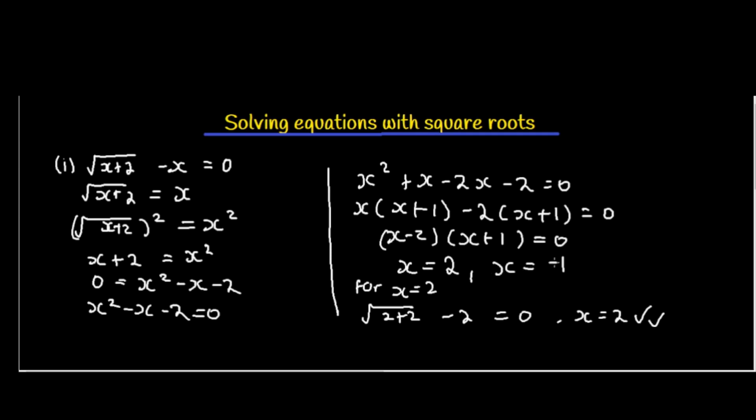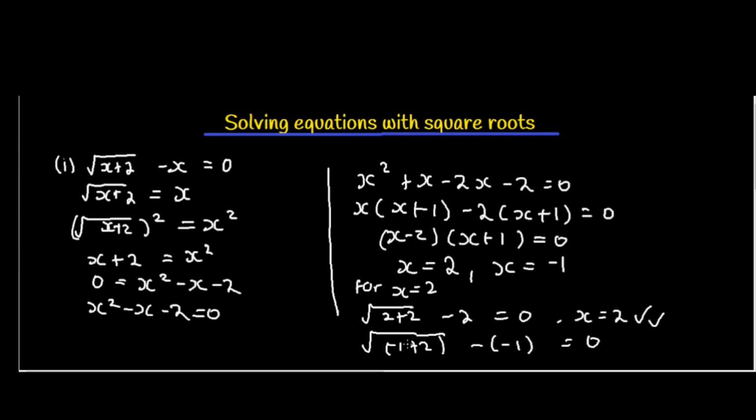And then let's try out this other one, negative 1. In that case, we shall have square root of negative 1 plus 2, then minus, again, negative 1 like that. Minus negative 1. Then this equal to 0.